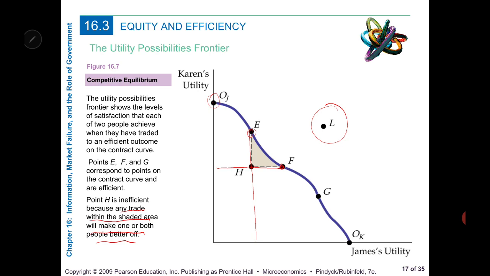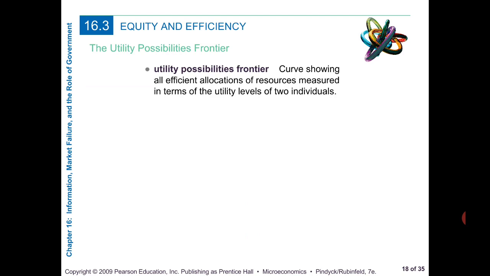But L, on the other hand, is unattainable. Again, you can do the comparison at this point: where Karen is enjoying this utility, James will only have this amount. It will be impossible to achieve such a combination of utilities as L. So the frontier is a curve showing all efficient allocations of resources, measured in terms of the utility levels of two individuals.